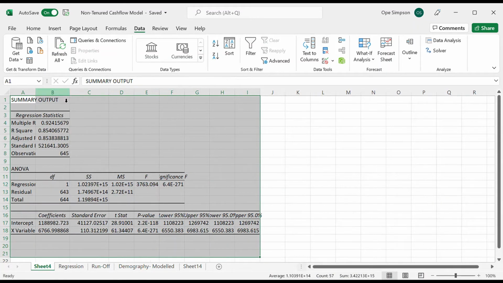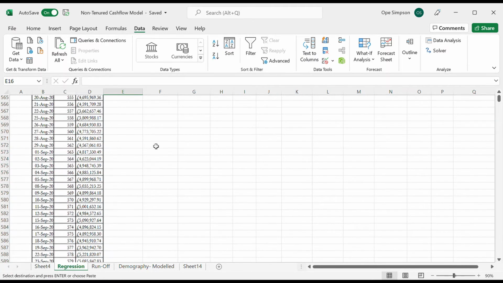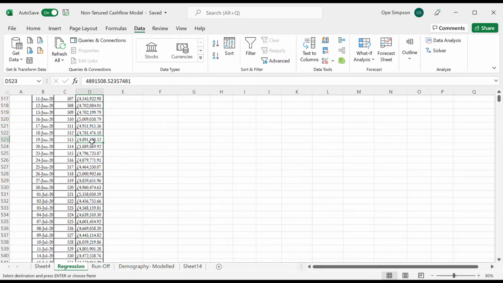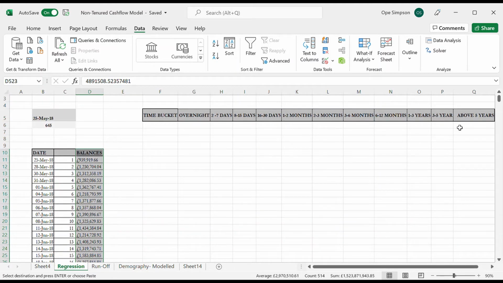This is the result of the regression, but we're not using all of that. All we're interested in is the intercept. Now the intercept is our core deposit. It shows the portion of deposits that are not going to move regardless of whatever happens, except maybe if there's a run on the bank, of course. And we basically copy that and bring it to our table here. I will put that here.